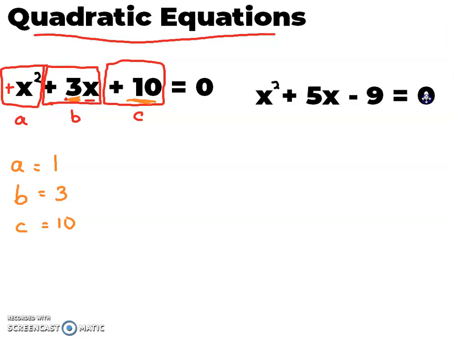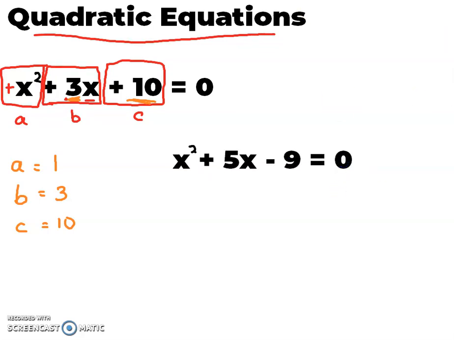All right, let's look at some other examples. Take a look at this. What do you think is the A for this? Let you think for a while. As usual, we like to play safe and list down what the A, B, and C are. The A is just 1. The B is positive 5. The C is negative 9.